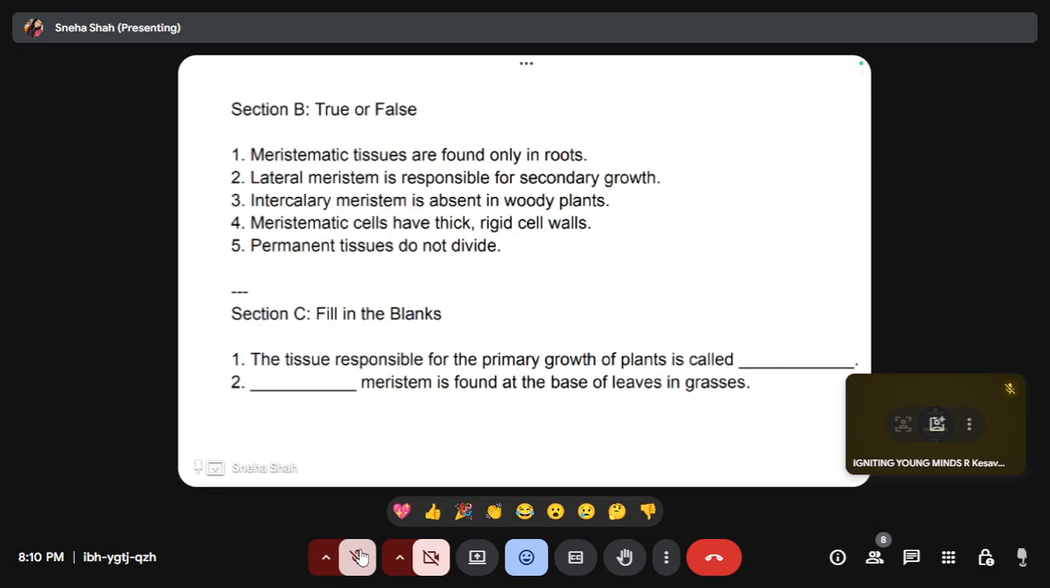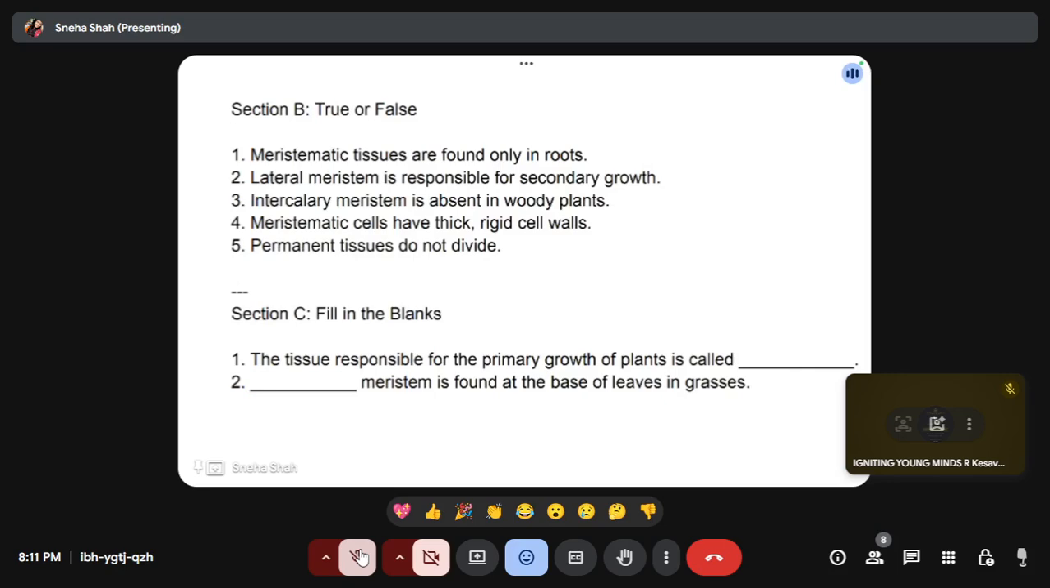Yes, ma'am. Okay. Intercalary meristem is absent in woody plants. There are some woody plants where intercalary meristem is absent. Woody plants means those which do not grow leaves or which do not have leaf nodes. But that is not the case in all the woody plants. So this statement is false, that it is absolutely absent in woody plants. It is definitely absent in some of them.